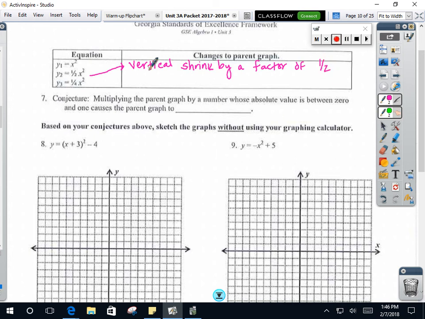Okay, and then of course y equals 1/4 x squared is the same thing, vertical shrink, but by a factor of 1/4. So the conjecture is multiplying the parent graph by a number whose absolute value is between 0 and 1, or less than 1 basically, causes the parent graph to shrink vertically.